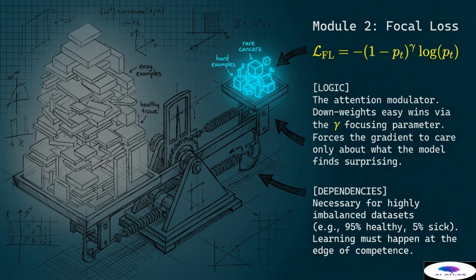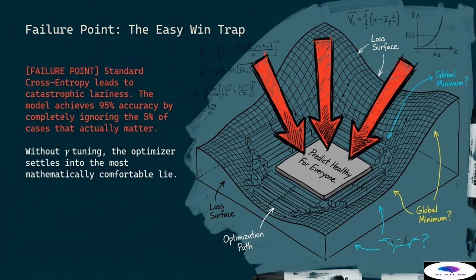This ensures that the model does not become lazy by over-indexing on the most common patterns in the data. Building on the concept of focal loss, we must address the failure point known as the easy win trap. When using standard cross-entropy, models often fall into a state of catastrophic laziness. If a dataset is imbalanced, a model can achieve 95% accuracy by simply predicting the majority class every single time.